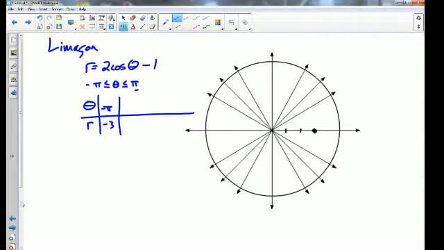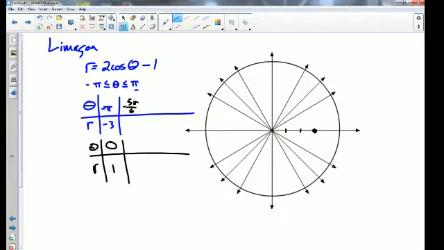Okay. Let's see. What's next? Negative 5 pi over 6. I'm not getting anything out of that. Okay, how about we do this? Let's start at 0. Is cosine 0 easier? Okay, what's cosine 0? 1. 1 minus 1 is 0, right?